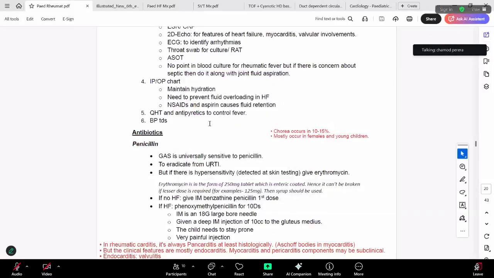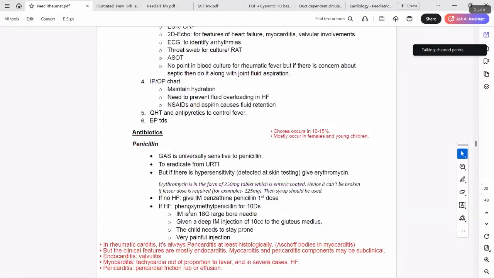So penicillin can be given either through IM or oral route. If the patient is having heart failure, we prefer to give the oral route, because this is a large needle, an 18 gauge large bore needle, and it's a deep IM, and that's a very painful injection, and the child will even stay prone. Because of this reason, we prefer to give them oral if the patient is having heart failure.